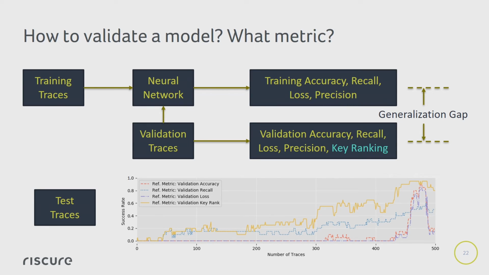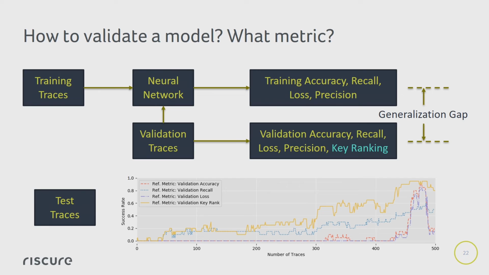So what we did was take this neural network and validate the network based on each different metric, and we see how the success rate on different test traces would perform. If you use as a reference metric the accuracy, the recall, or the loss, you see that the success rate never reaches 100%. This is a masked AES implementation. And if you consider the key ranking on validation traces, that is when you get the best success rate.